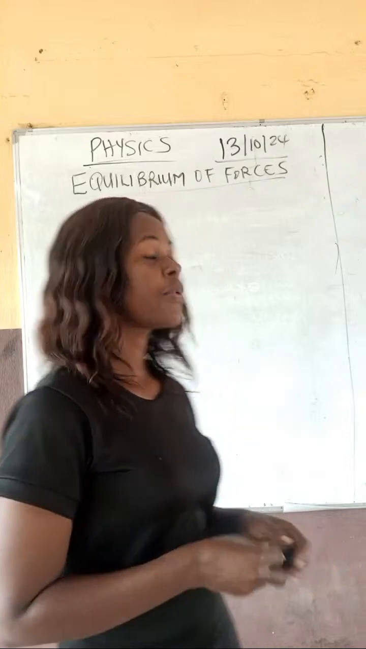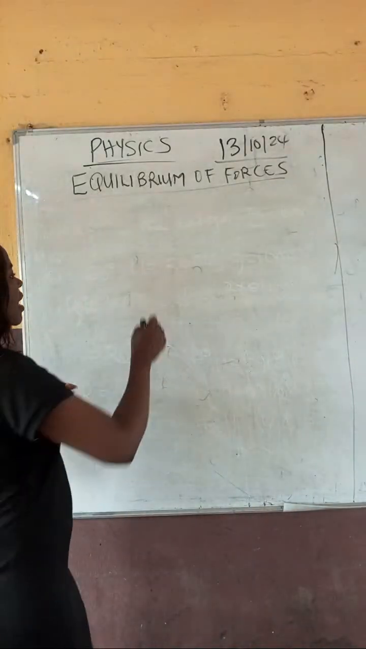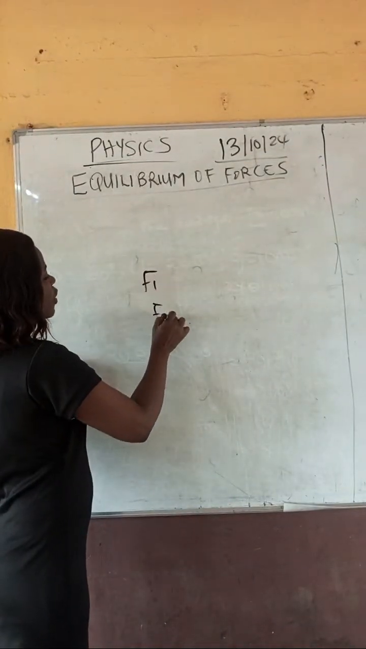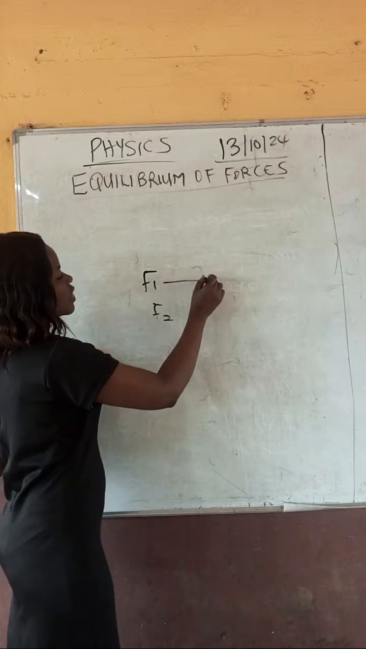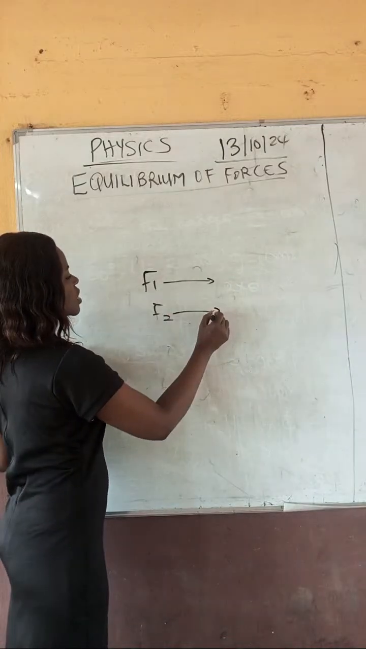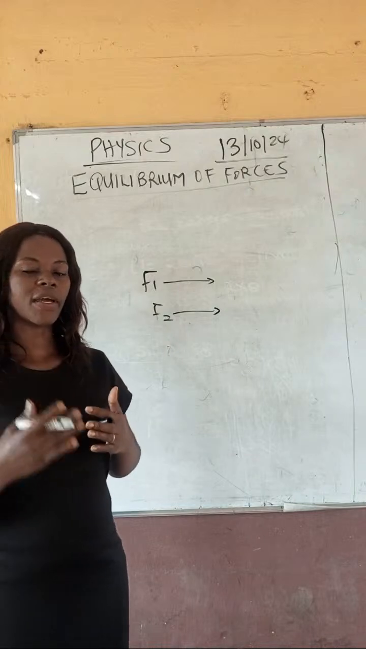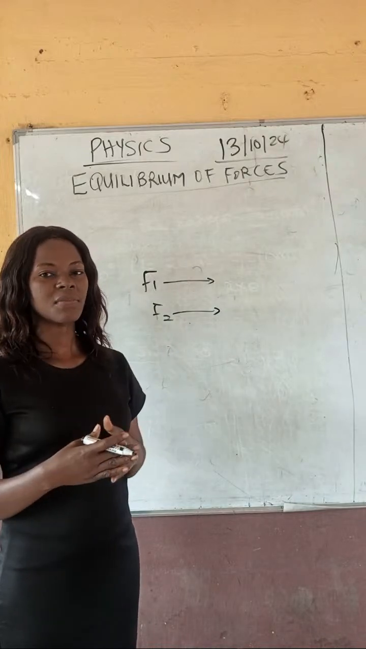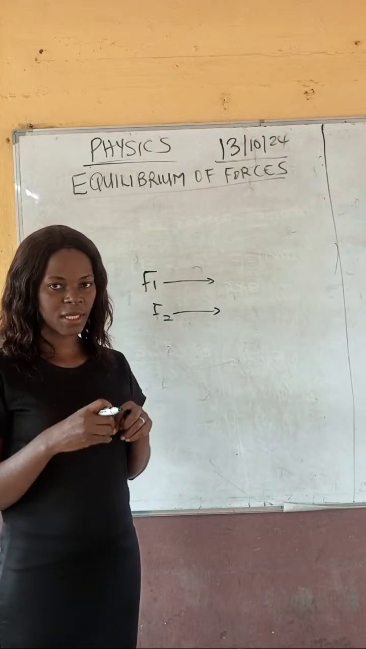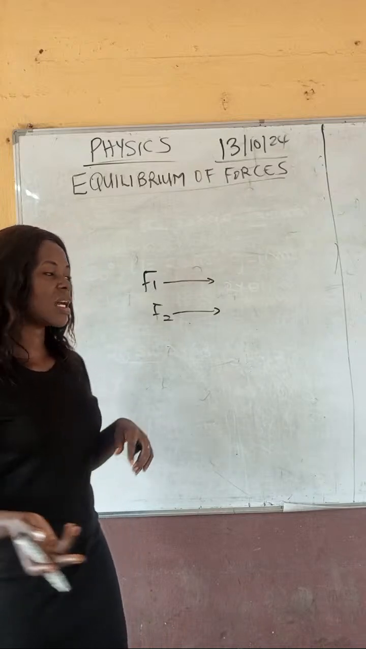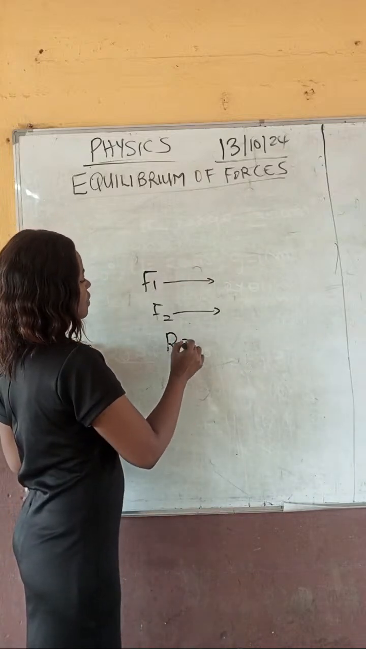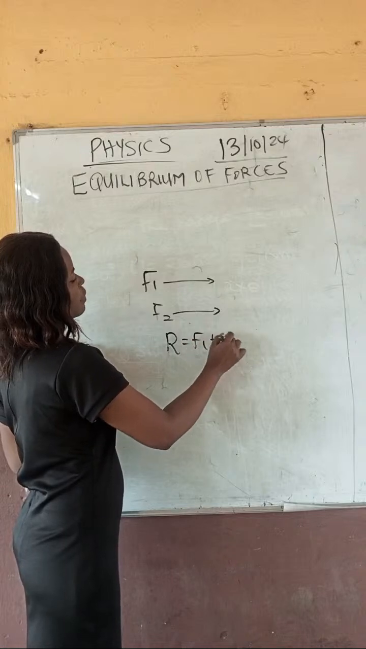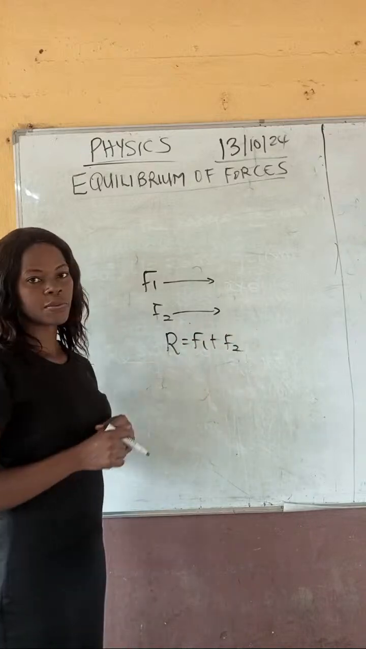For example, if we have two vectors F1 and F2, and this vector is going this way and this one is going this way, both of them are vectors acting in the same direction. I'm going to add them together to get the resultant vector. That resultant vector R is equal to F1 plus F2.